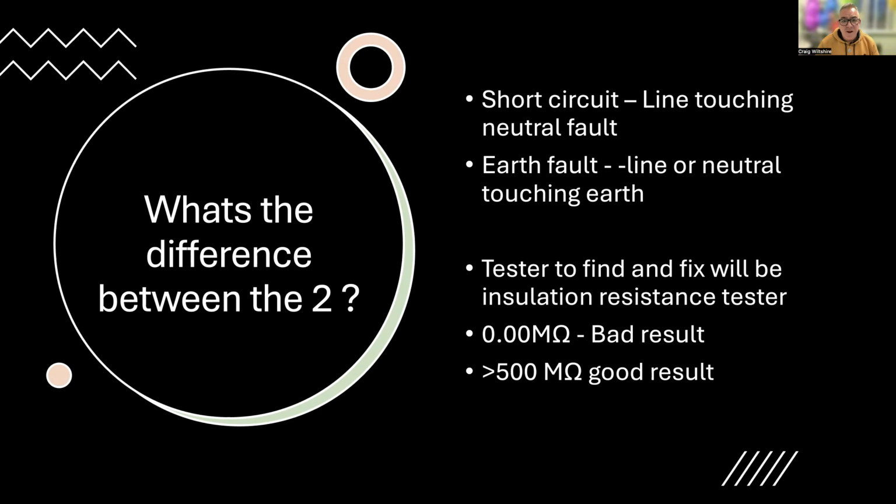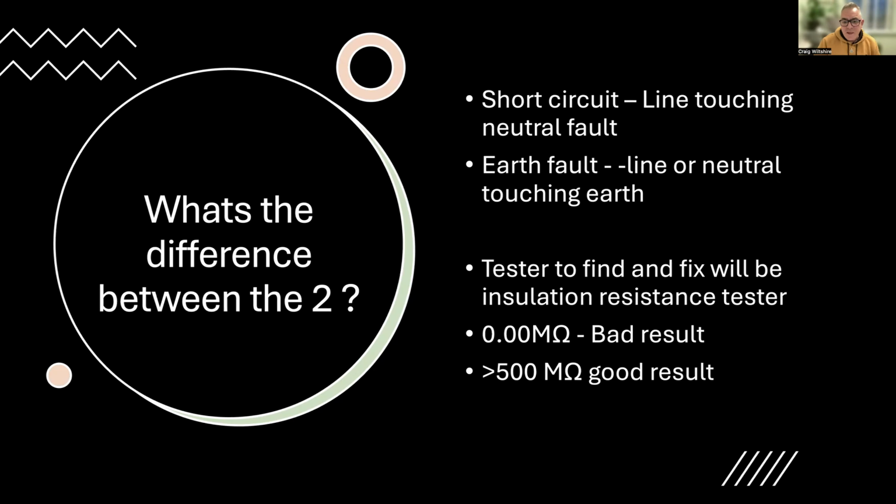So a line or a neutral touching the CPC. I'm trying to make that balloon thing happen again. A line or a neutral touching the CPC is called an earth fault. They're both, in effect, a short circuit, but that's how to differentiate between the two terminology types of faults. So first of all, we're looking for you to know what is a short circuit and what is an earth fault and what's the difference between the two.